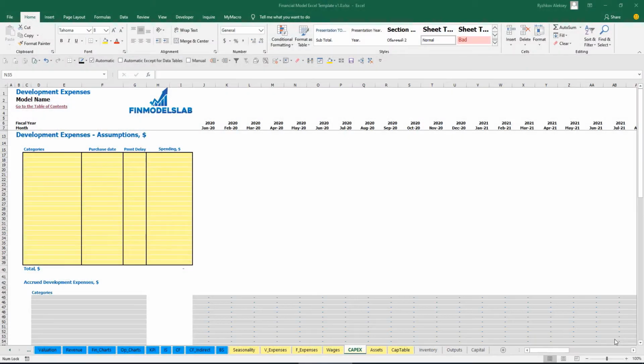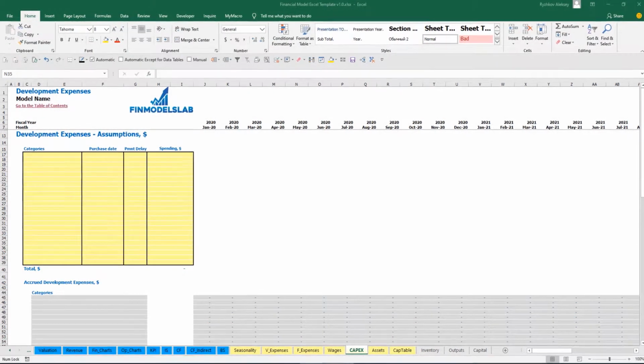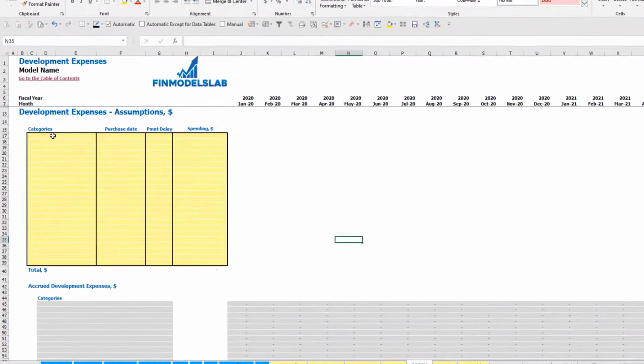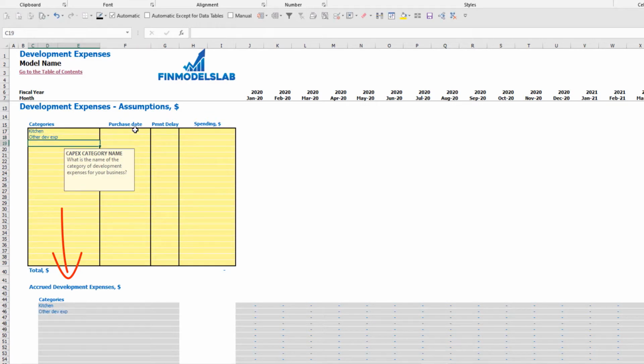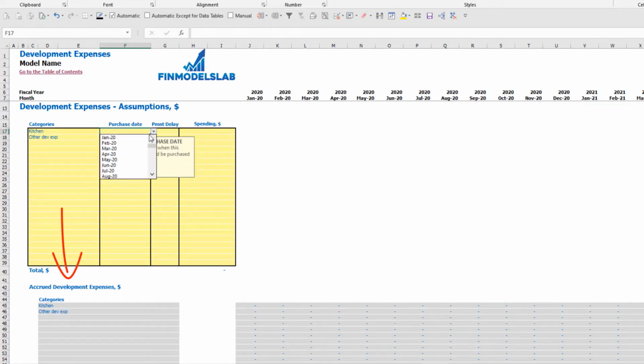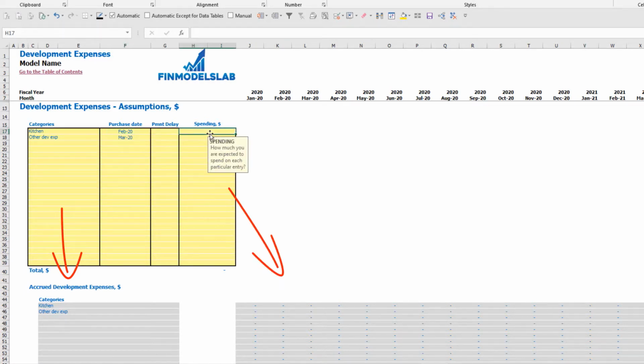You may input up to 20 development expenses categories. Let me give you a couple of real examples. For example, this will be kitchen and other development expenses. You can input a purchase date for each category. For example, February and March. You can input spending, $50,000, $10,000 for example.